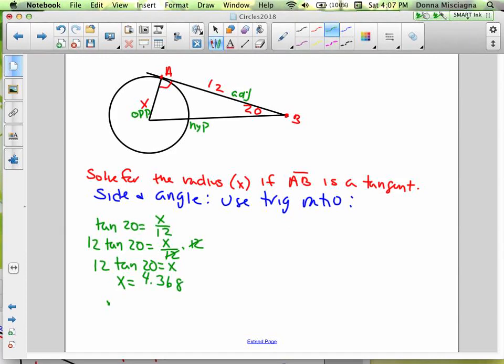There we go. All right, nice little review of trig there. Just remember that the tangent is perpendicular to the radius, which means if you know two sides, you can use Pythagorean theorem. If you know a side and an angle, you can use a trig ratio.